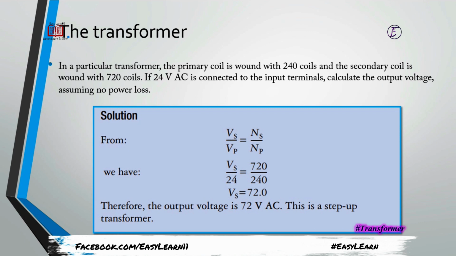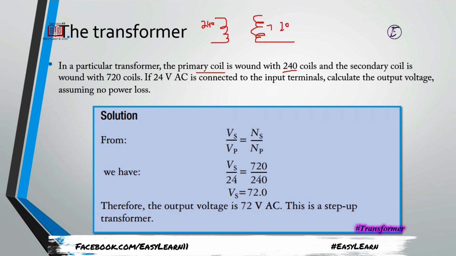This is a very basic example to illustrate the formula we discussed. Here we are using a specific transformer with a predetermined number of turns, given in the question. The number of turns wound on the primary coil is 240, and the secondary coil has 720 turns.